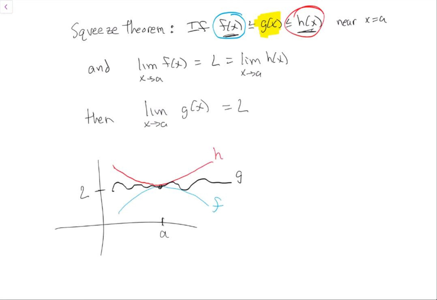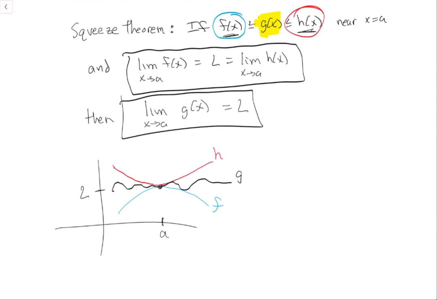So if we know that that relationship is true, that g is caught between f and h, and we know that f and h have the same limit at a, then g must also have the same limit. g is being squeezed into the limit of L, and this is called the squeeze theorem. Now, the squeeze theorem isn't something we always want to use, but there are going to be some situations later in the semester where this will be the only way we can prove a particular limit. So let's take a look at an example where we would apply the squeeze theorem.